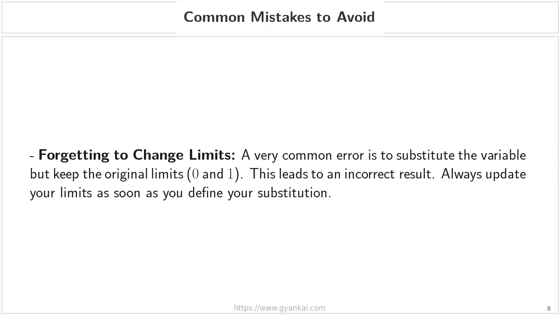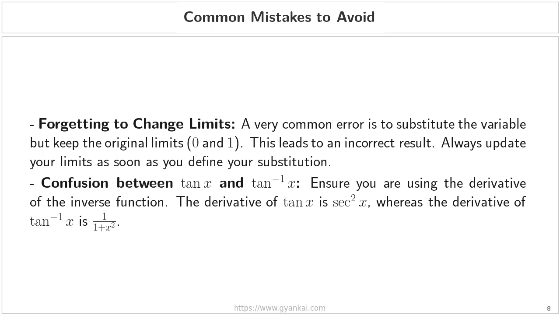It's a crucial step. Next, let's talk about confusion between tangent of x and inverse tangent of x. This is a classic source of errors. It's vital to remember that we were looking for the derivative of the inverse trigonometric function, inverse tangent of x. The derivative of the regular tangent function, tangent of x, is secant squared of x. However, the derivative of inverse tangent of x, which is what we needed for our substitution, is 1 over 1 plus x squared. Make sure you're using the correct derivative.